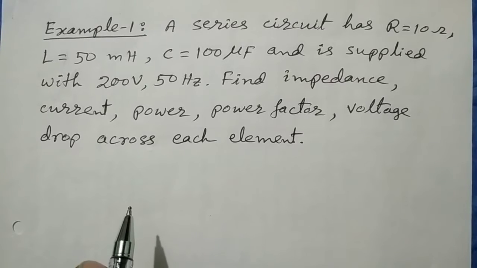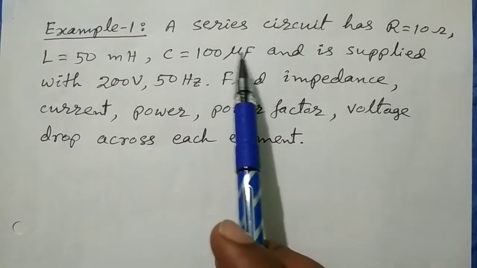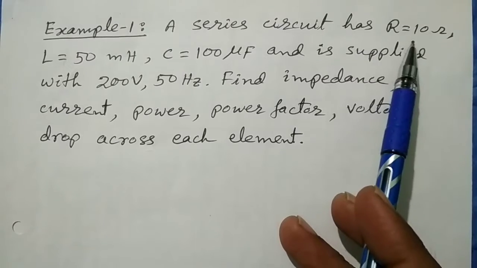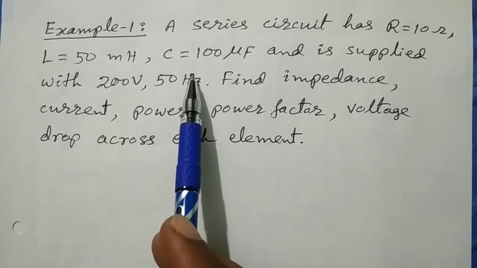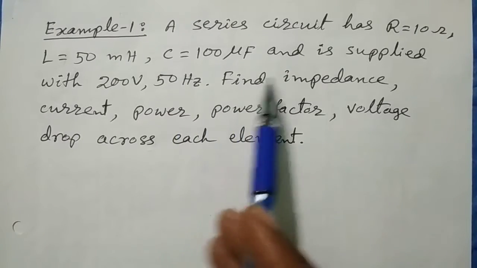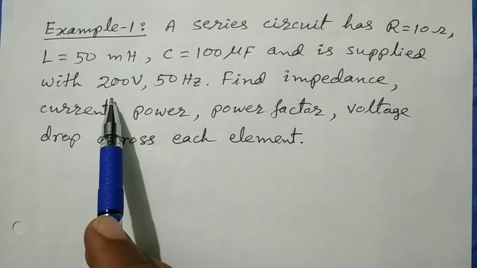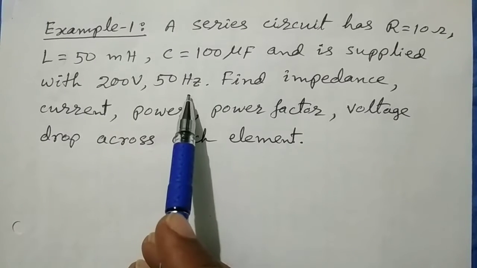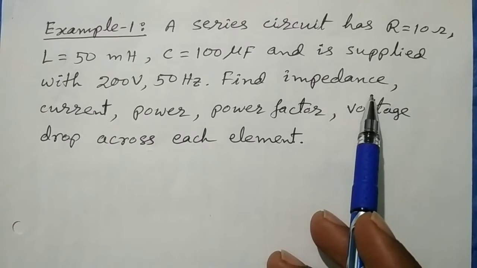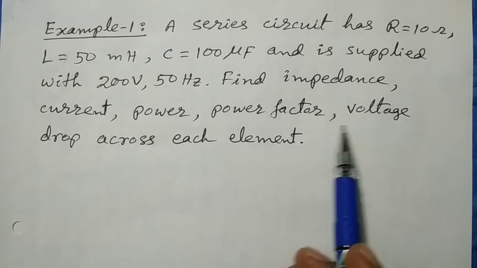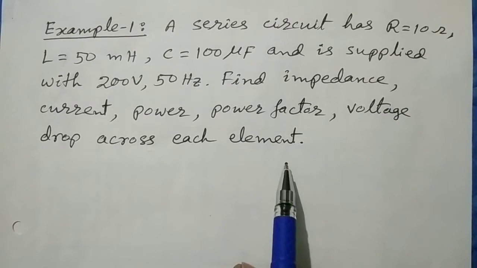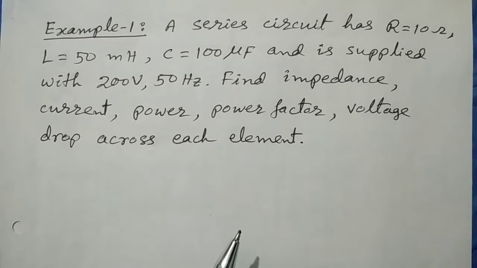Let's solve some numerical examples on RLC series circuit. In the first question, a series circuit has resistance 10 ohms, inductance 50 millihenry and capacitance 100 microfarad, and is supplied with a supply voltage of 200 volt, 50 Hz. Find the impedance, current, power factor and voltage drop across each element. So let's see the solution.